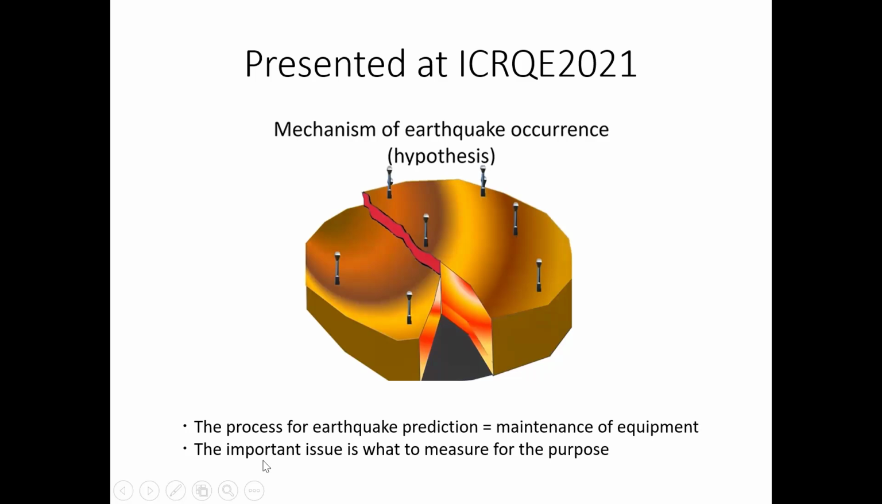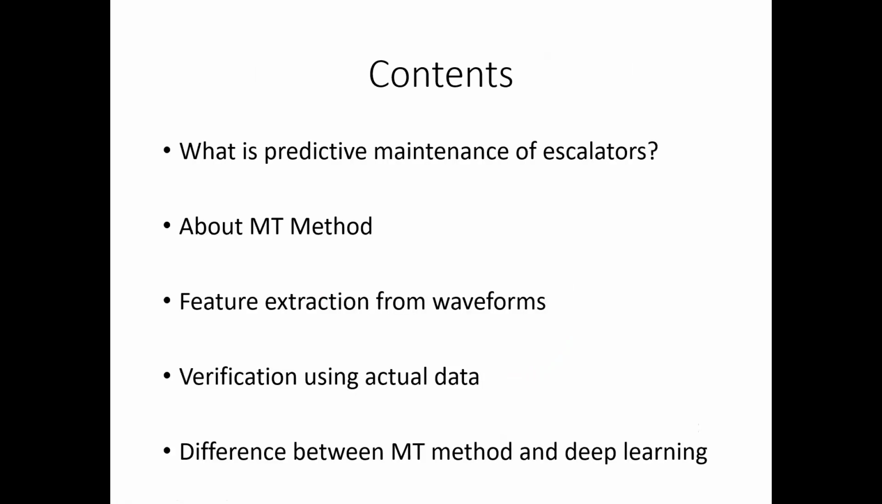The important issue is what to measure for the purpose. In earthquake prediction, we used movements of electronic reference points obtained by GPS. The data used in this study are current waveforms obtained from the motor of an escalator. This is the item in this presentation.